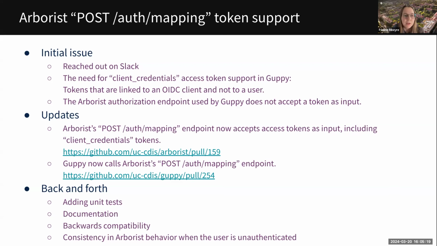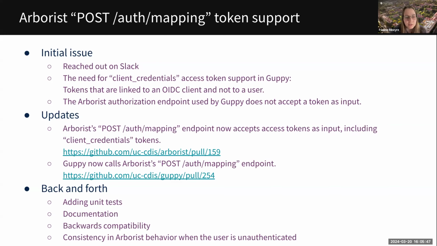So there was a bit of back and forth after Luca submitted those PRs. The first one was because we wanted to add unit tests, specifically in Arborist. Like I said, anything touching authorization has to be tested very thoroughly. We make sure unit tests covering all the edge cases are there. We also do some manual testing on our side. Something else we added was documentation, of course.